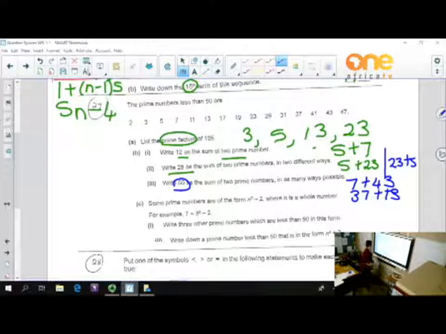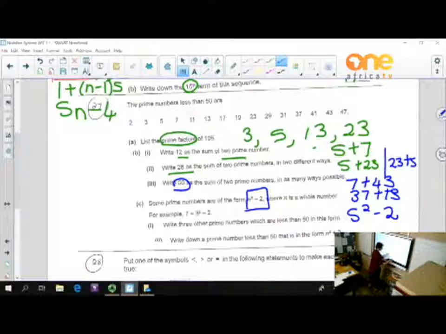Some prime numbers are written in this form. They gave us that formula there, for example, 3 squared minus 2. And now we have to write 3 other prime numbers less than 50, which also work like that, but it must be prime numbers. So I've got 5 squared minus 2, that's 23. And then 7 squared minus 2, 47. So there might be more.